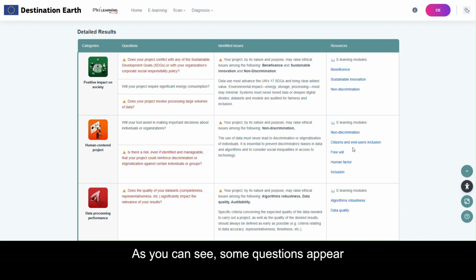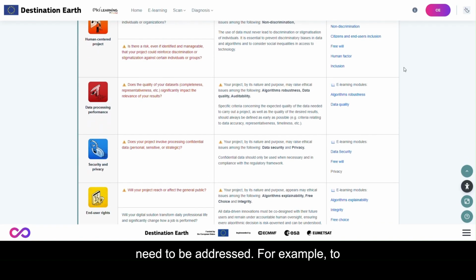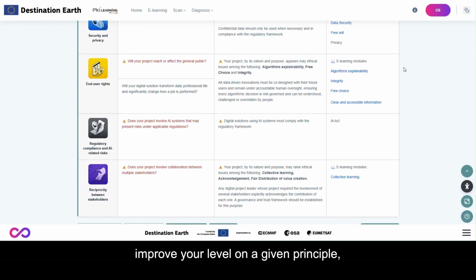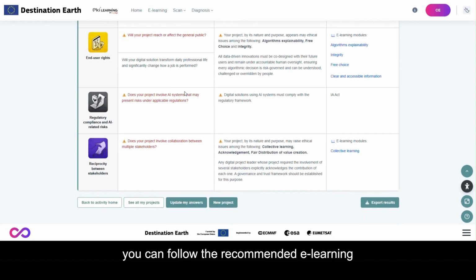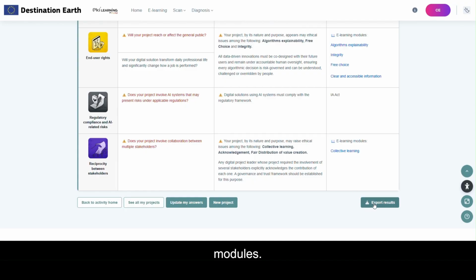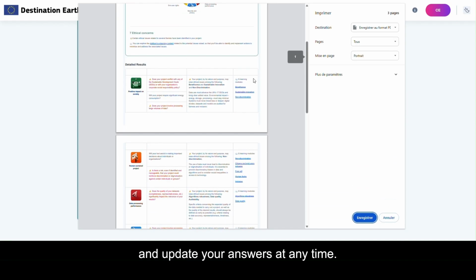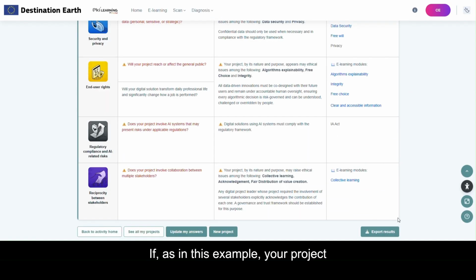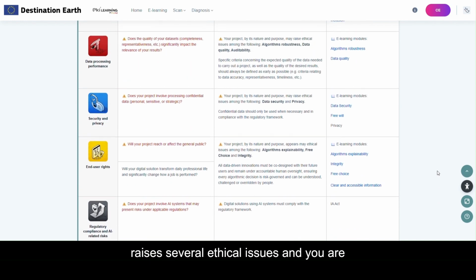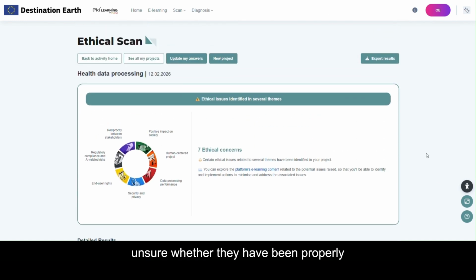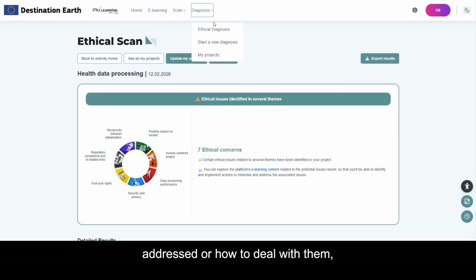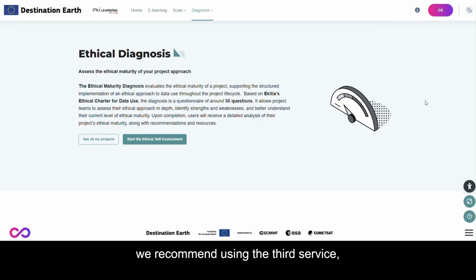As you can see, some questions appear in red. These are the ones that require particular attention as they relate directly to ethical issues that need to be addressed. For example, to improve a level on a given principle, you can follow the recommended e-learning modules. At the end of the process, you can export the results, share them with your team, and update your answers at any time. If, as in this example, your project raises several ethical issues and you are unsure whether they have been properly addressed or how to deal with them, we recommend using the third service, the ethical diagnosis.